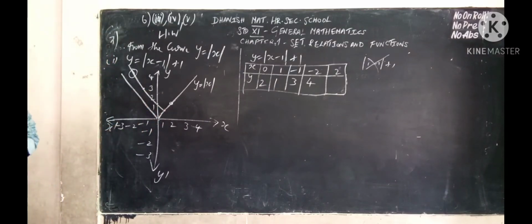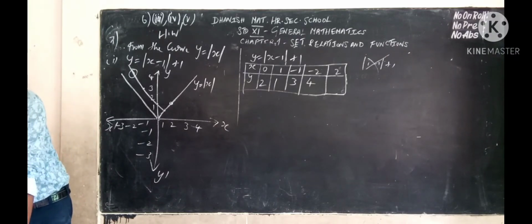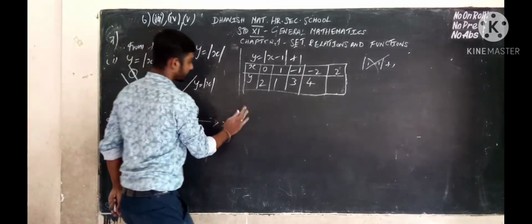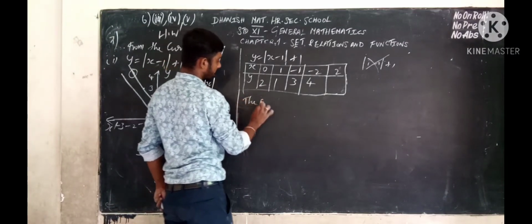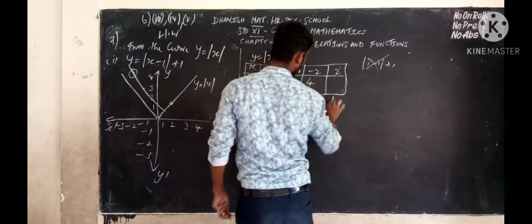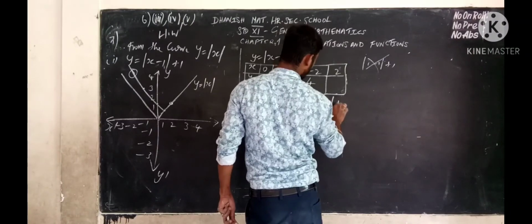So let's write the condition here. What is the condition? The graph y is equal to modulus of x minus 1 plus 1 shifts to the right for 1 unit and causes a shift upward for 1 unit.